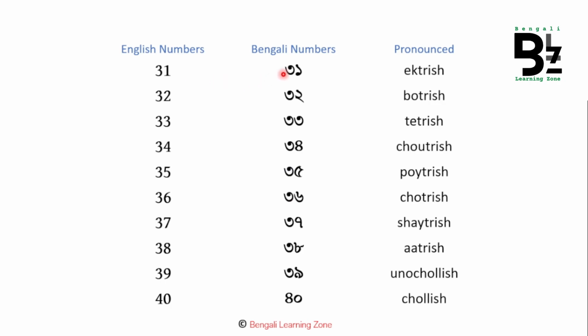31, 32, 33, 34, 35, 36, 37, 38, 39, 40, each English number followed by its Bengali number. I am repeating again. 31 to 40.